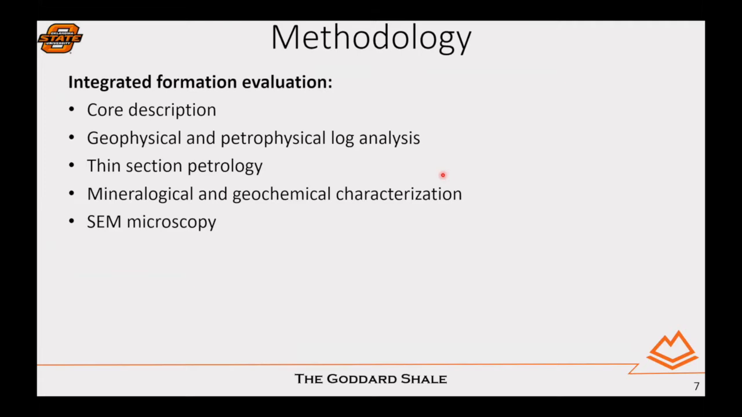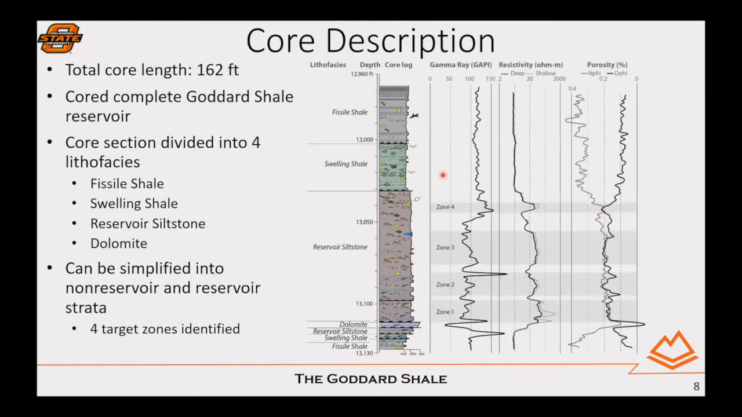Okay, now the methods for this project were pretty straightforward. I used integrated formation evaluation. I described the core. I used geophysical and petrophysical logs to do analysis on the unit. I used thin sections to look at the petrology of the formation. I used mineralogical and geochemical data to further characterize the kerogen and thermal maturity. And then I used an SEM that's located here at OSU to look at some of the fabric and the critters that are in the unit.